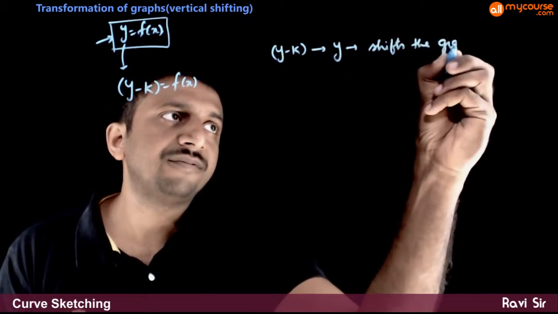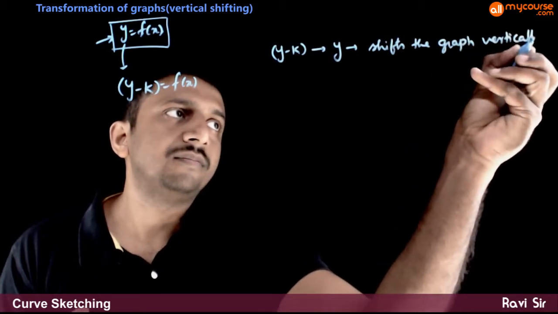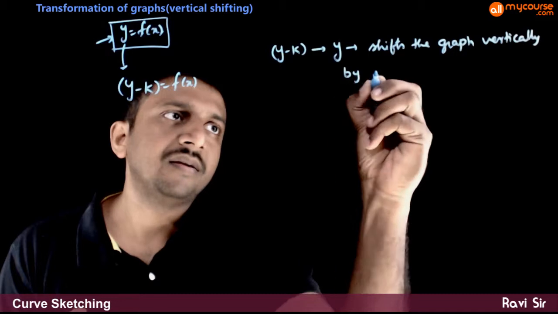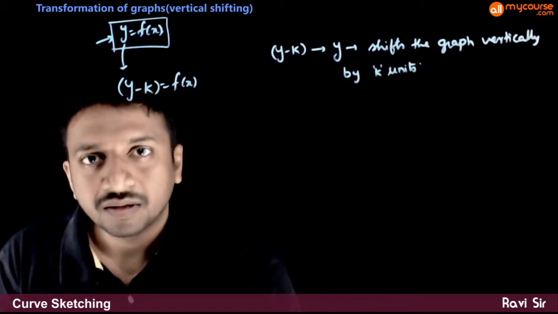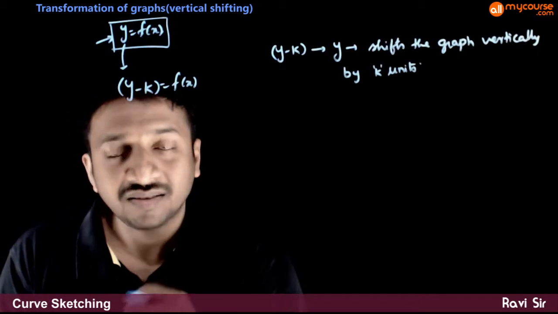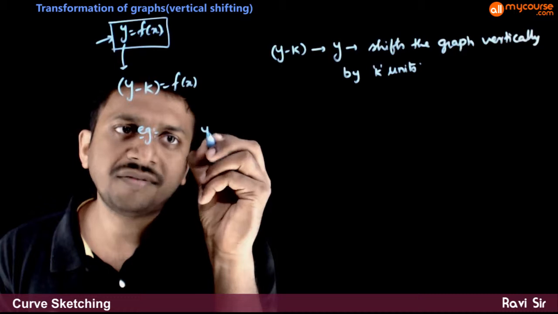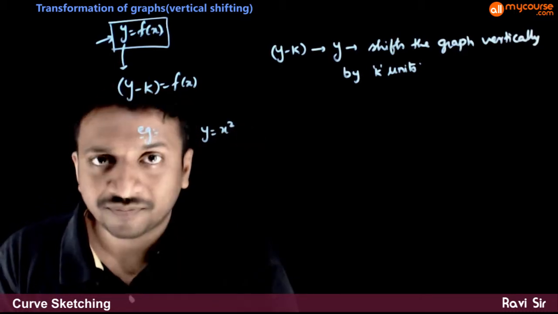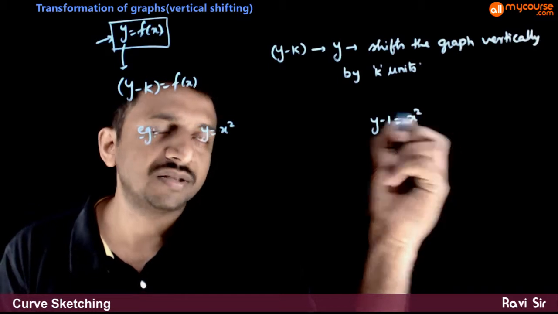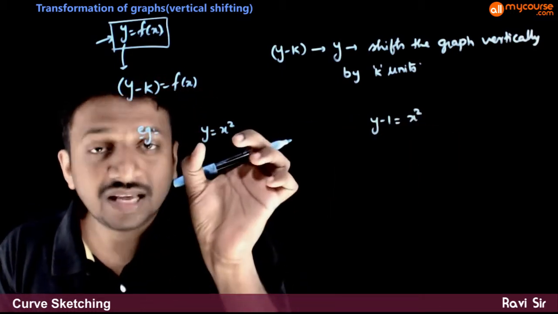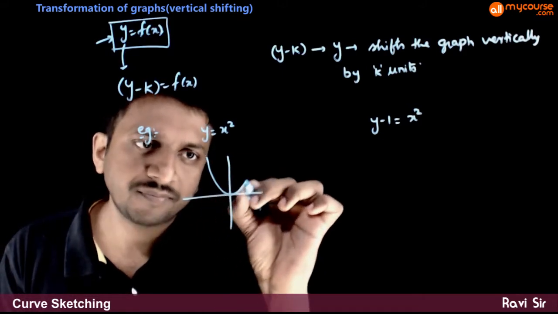the graph vertically by k units. So let us try to understand this concept. For example, again, you have the graph y is equal to x square, and you have the graph y minus 1 is equal to x square. This is a basic graph, y is equal to x square.